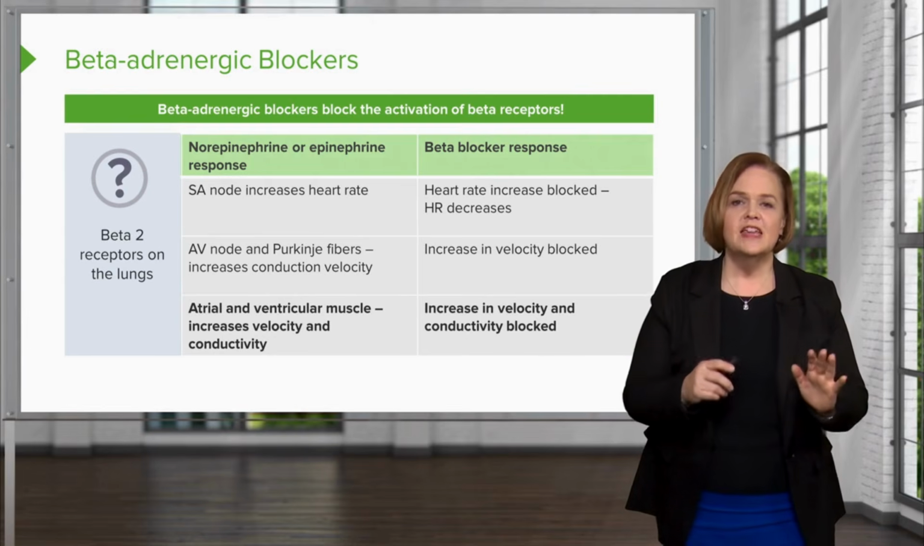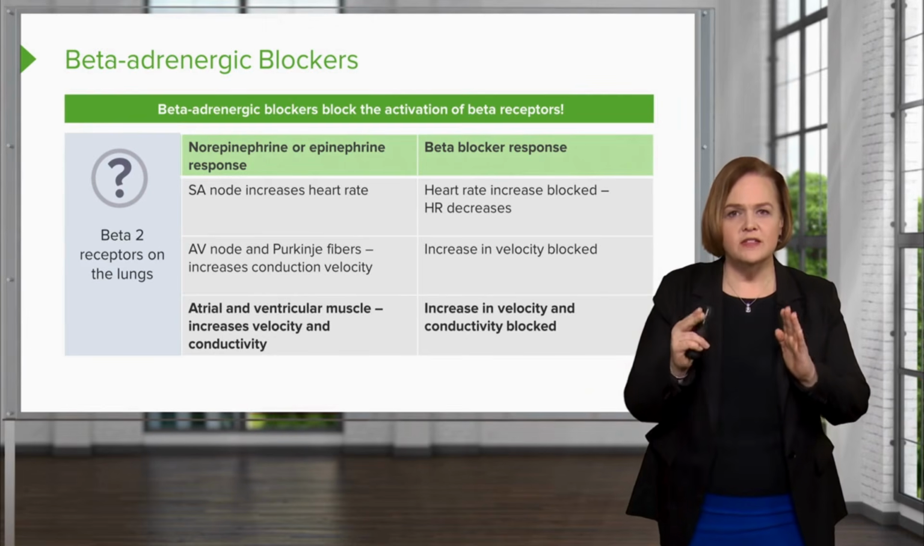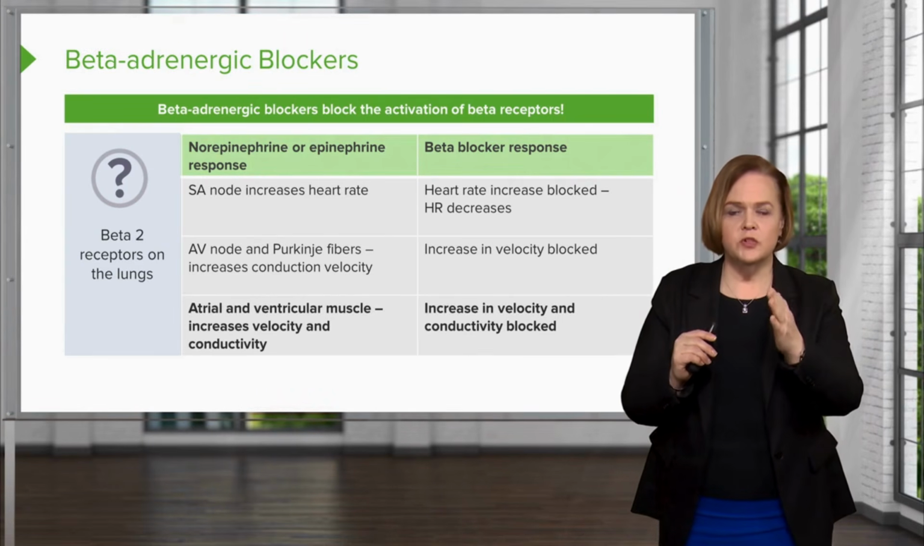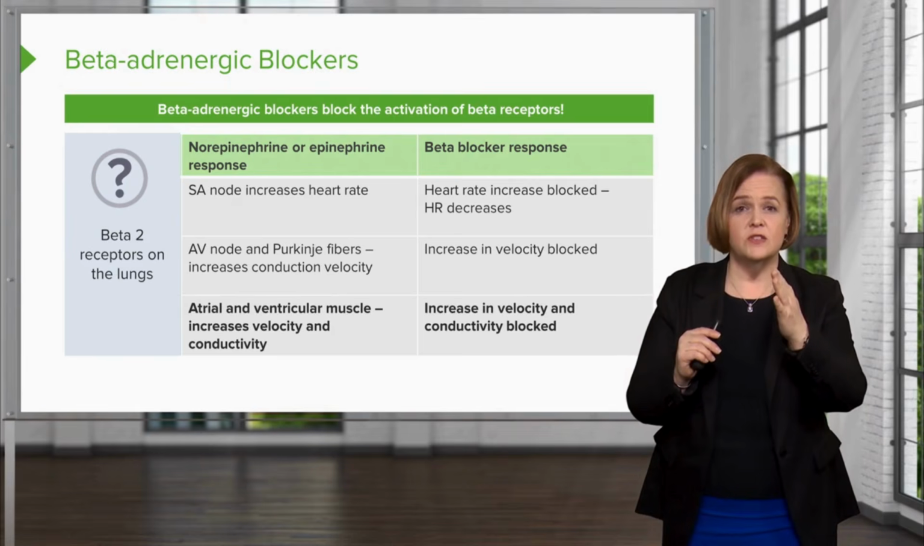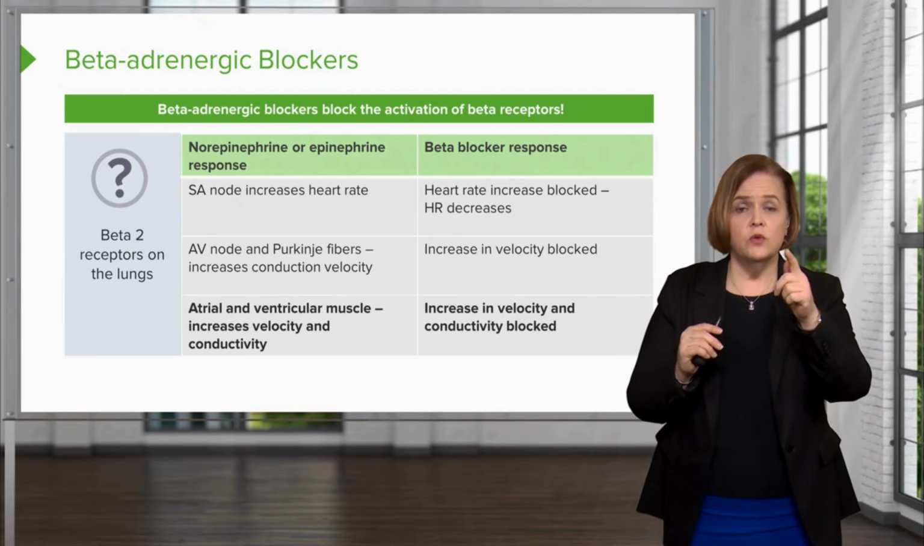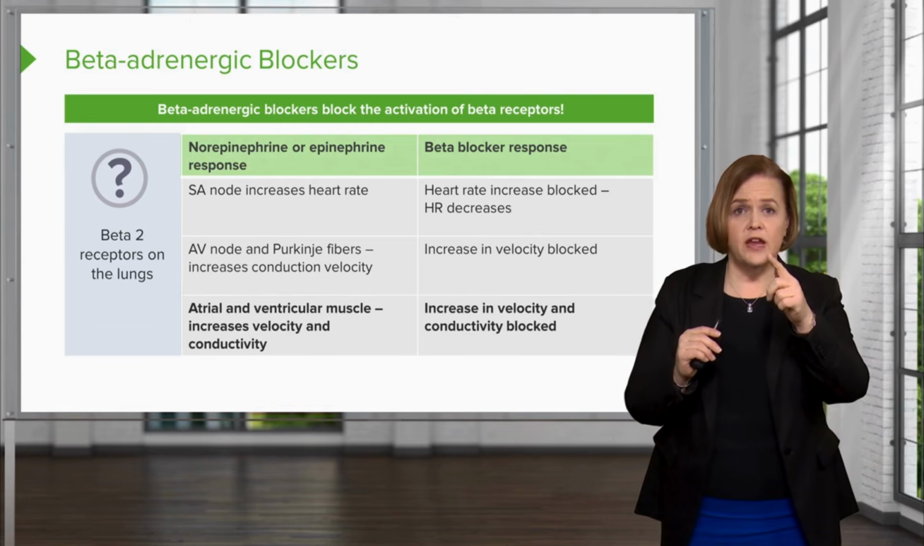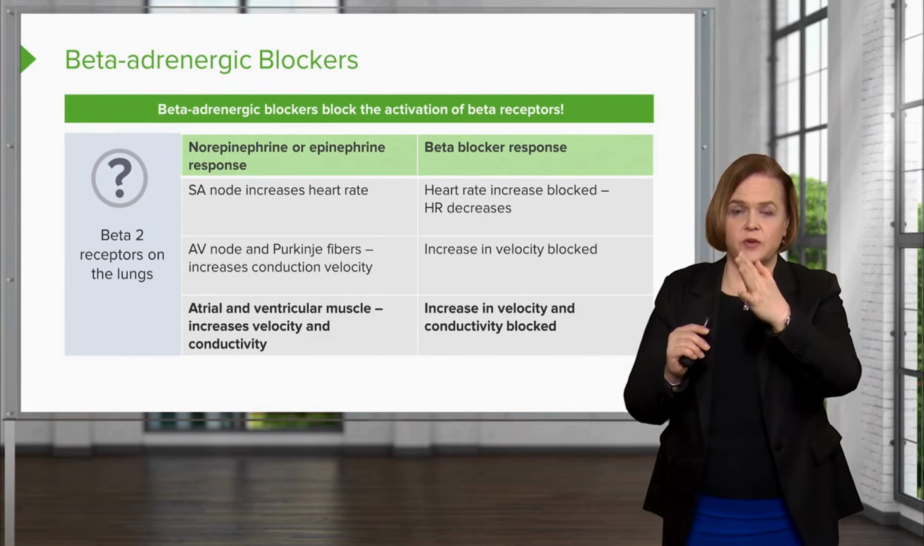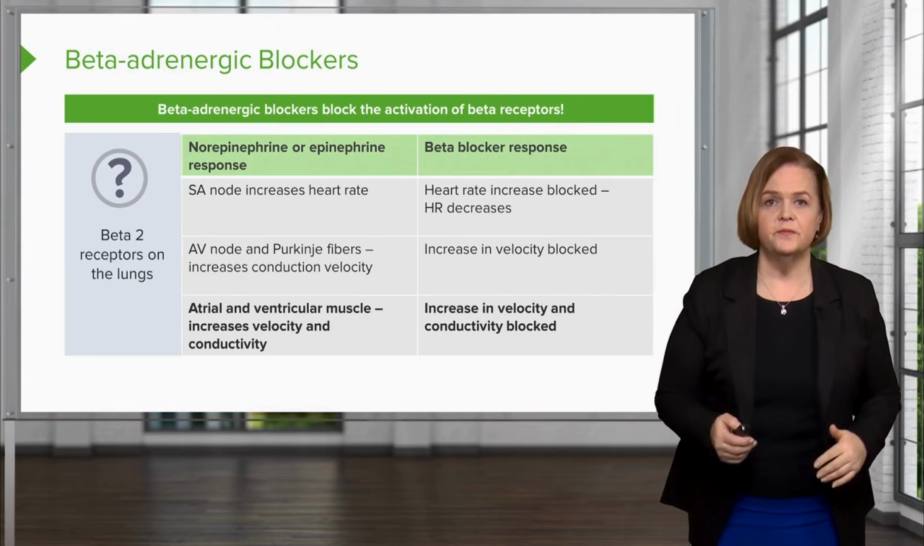Good job. Now, before we leave this chart, make sure it makes sense to you. You've got the receptor on one side, what happens in a normal response when the sympathetic nervous system is stimulated. So make sure you've got a note written to yourself up there above norepinephrine and epinephrine response. That's the sympathetic nervous system response. Over the beta blockers, that's what happens when we give them a med.